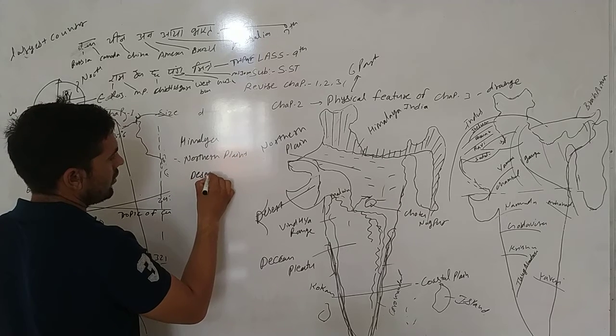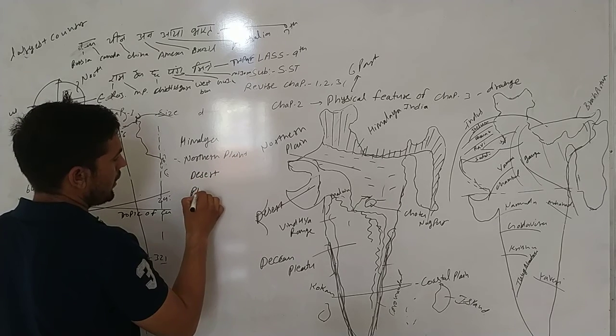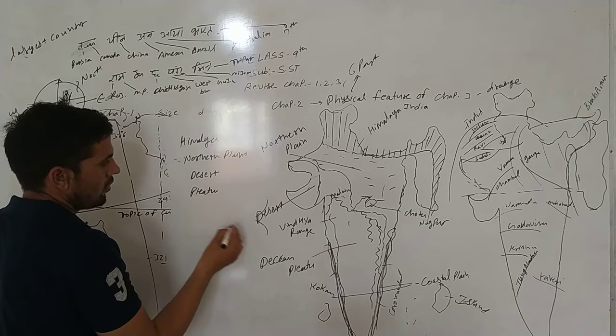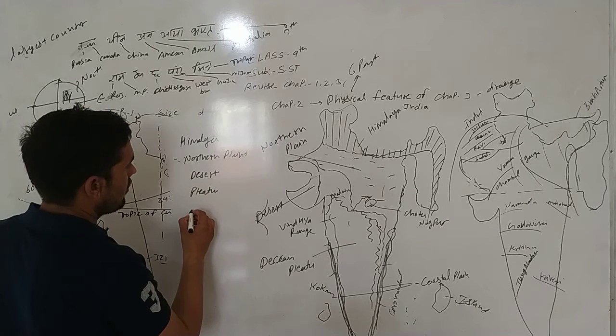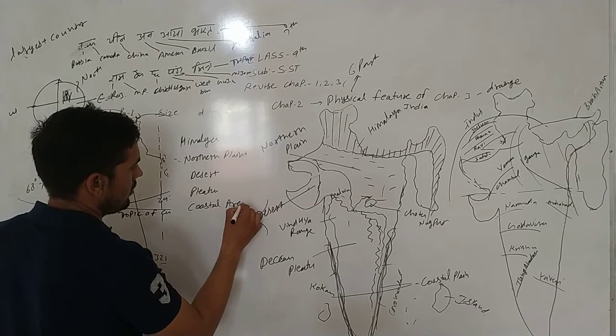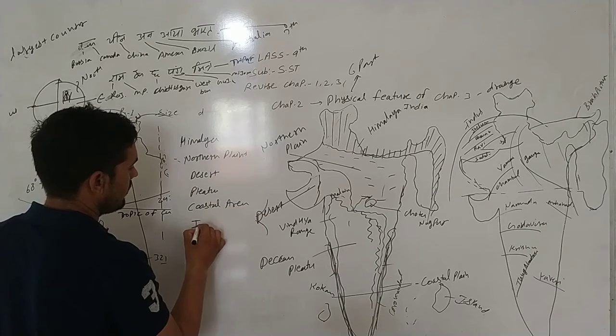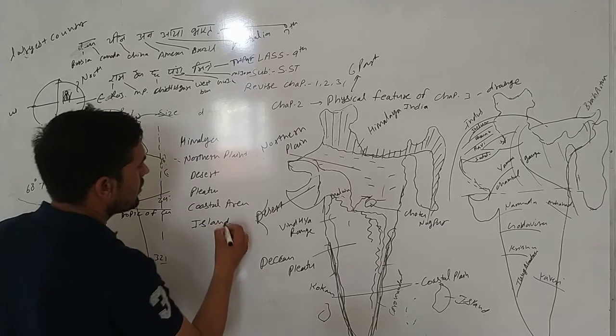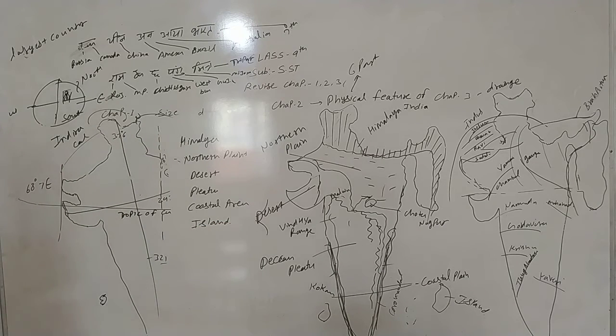Desert, plateau, coastal area, and island. These are the 6 main parts of India which is given in your book.